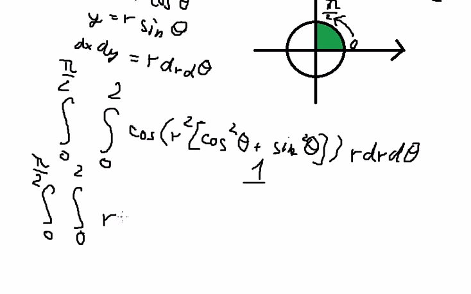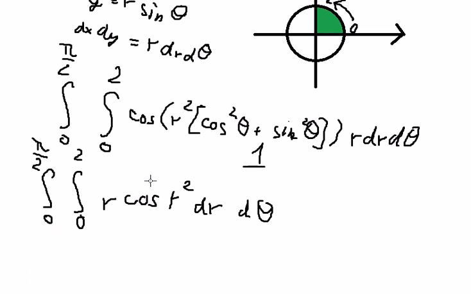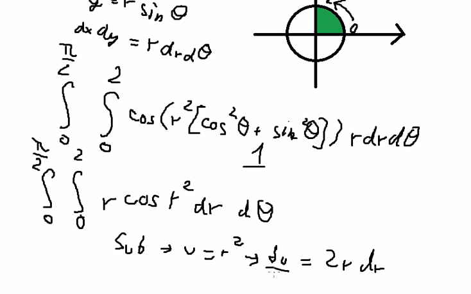And we have r cosine r square dr d theta. So in this situation we can use substitution. So we put u equal to r square, du equal to 2r dr. We divide both sides by number 2.